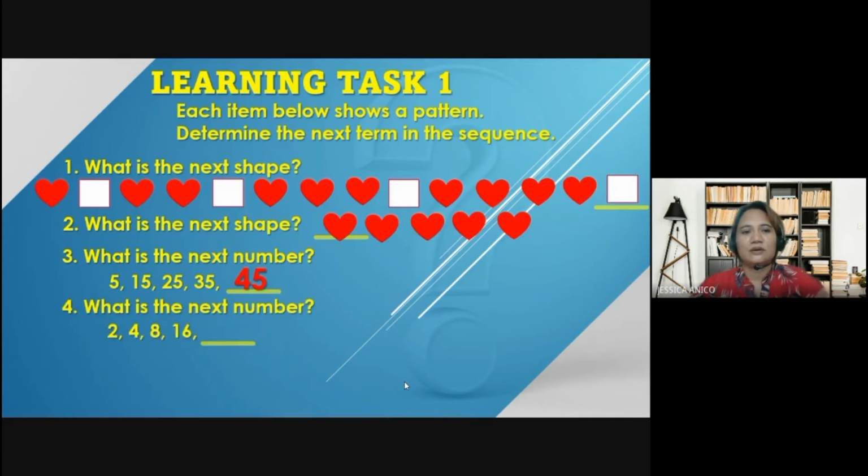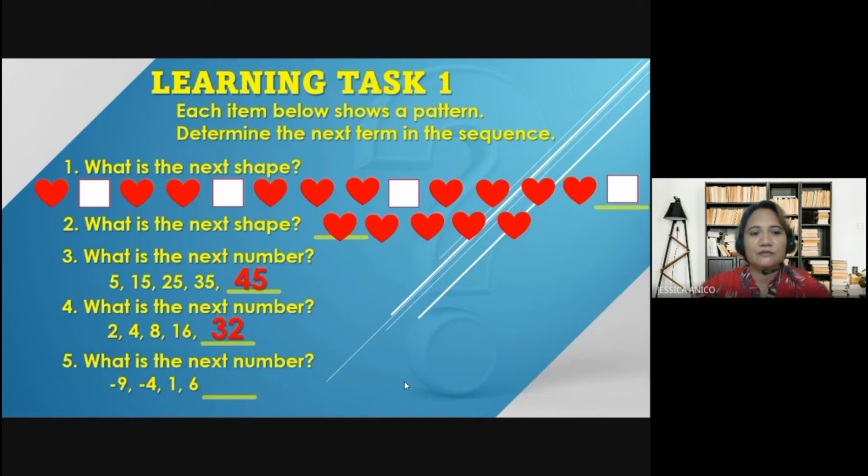Number 4. What is the next number? We have 2, 4, 8, and 16. The next number is, okay, if your answer is 32, you are correct. The succeeding term in the given sequence of number 4 is generated by multiplying 2 from the first term. So, from 2 multiplied by 2, that is 4. 4 multiplied by 2 is 8. 8 multiplied by 2 is 16. And 16 multiplied by 2 is 32.